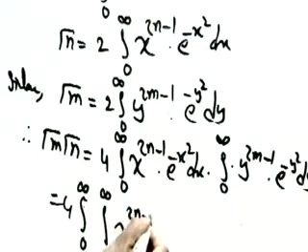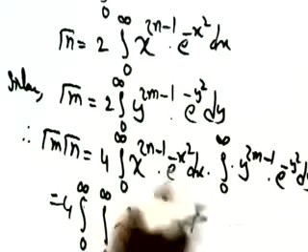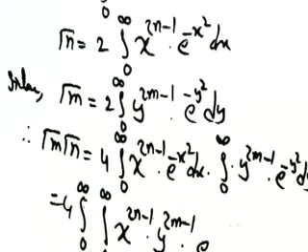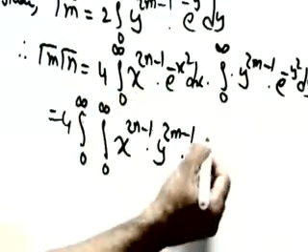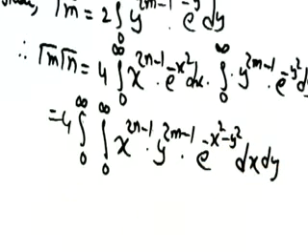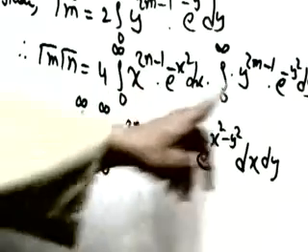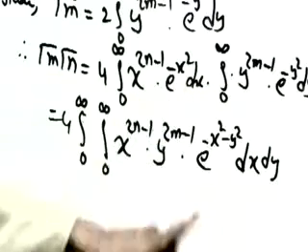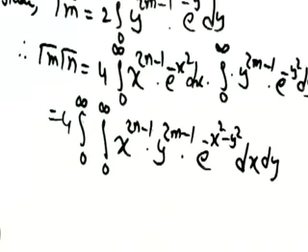I am writing first x power 2n minus 1 into y power 2m minus 1. I'm writing first x and y, then this into e power. You see these two bases are the same, so let me add the powers. This will be minus x square minus y square dx dy. These two integrations we joined here into a double integration. Let me take minus common from here.